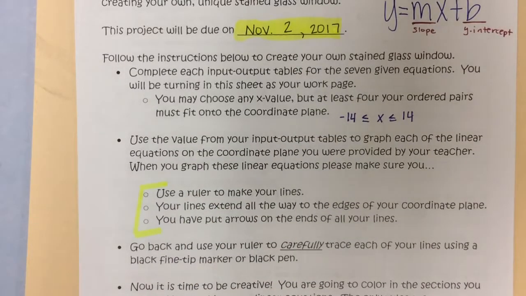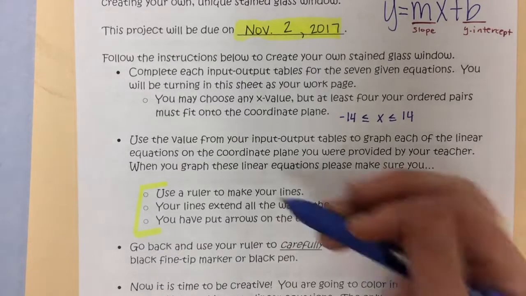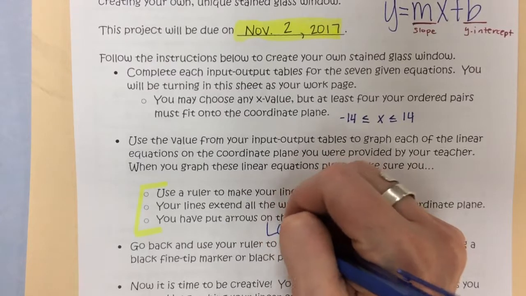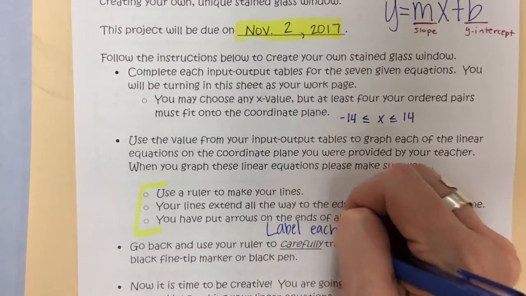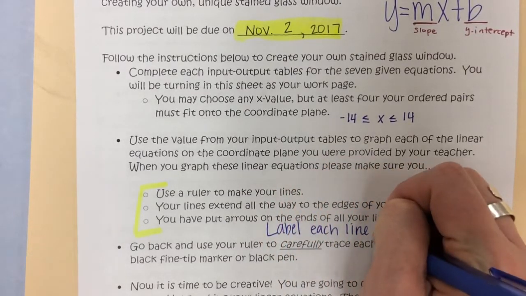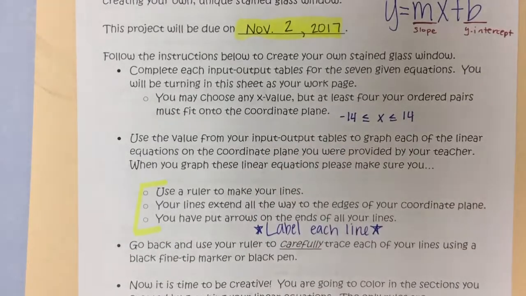Your lines must extend the entire graph, and you have to put arrows on the end. I also want you to label each. So add that on here. Label each line, because that's good practice as well.